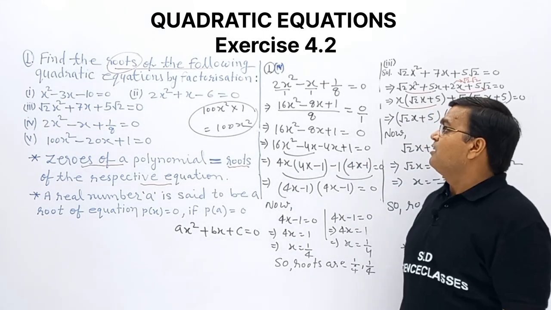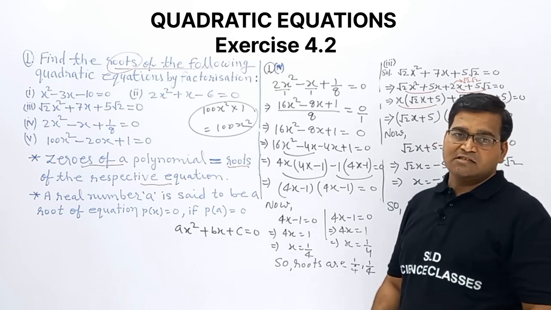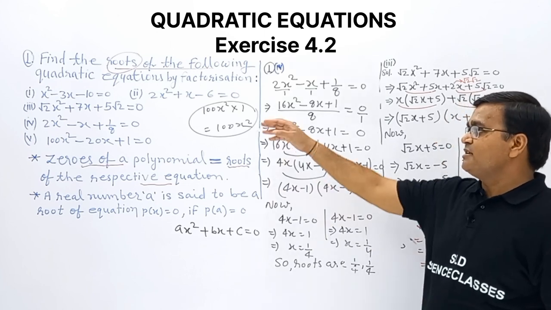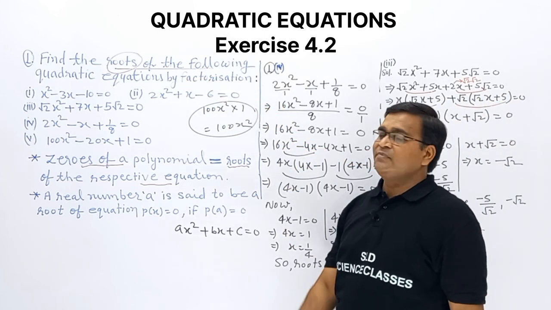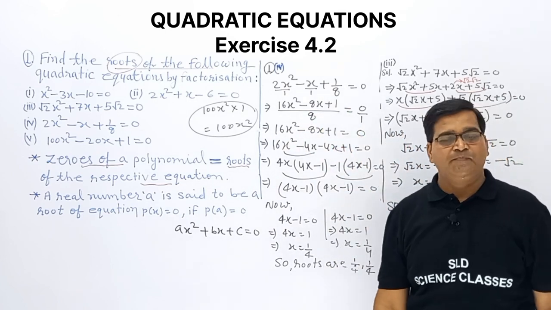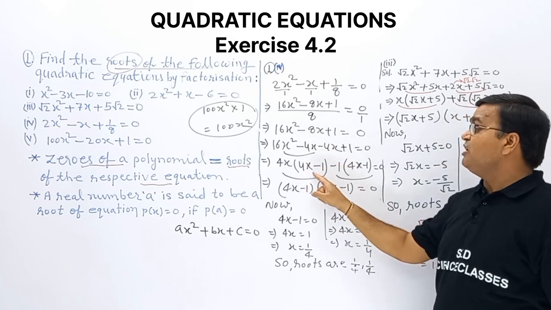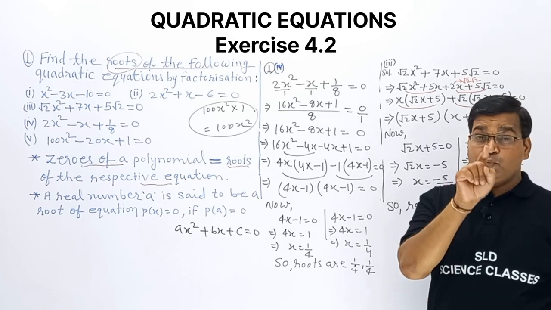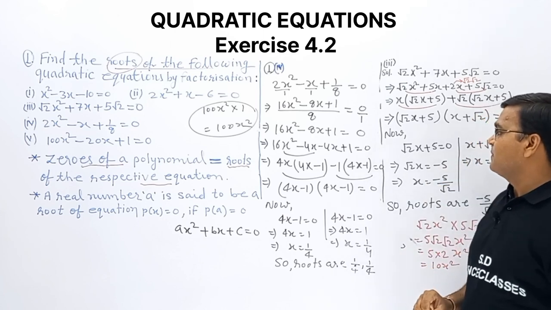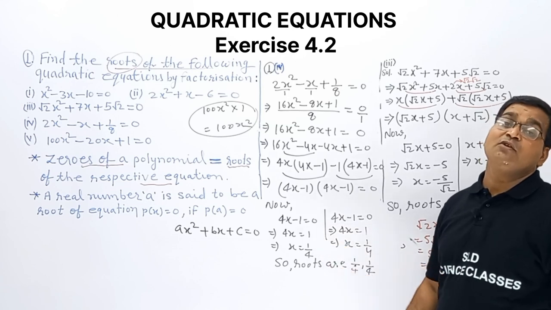Observe again. This is question number 1 of exercise 4.2, quadratic equations, and in all questions we want the roots of the quadratic equation. So first we will factorize the quadratic equation, then put each factor equal to 0, and then we get the roots.